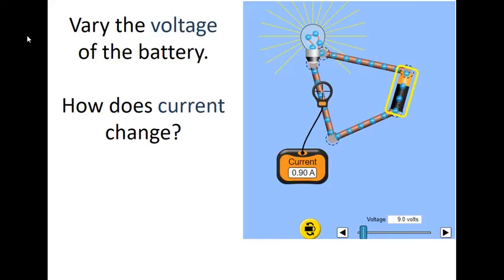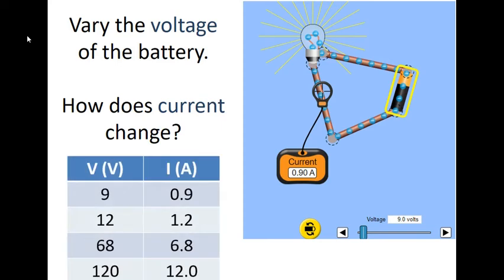The last thing I asked you to do in this lab was to look at the relationship between voltage, current, and resistance. And you did that one at a time. So I first had you click on the battery and change the voltage of the battery as it looks like in this screen. You could change that voltage going up or down and look at how the current changes when you did that. I didn't ask you to write down a table of values, but if you had, you would have written something like this.